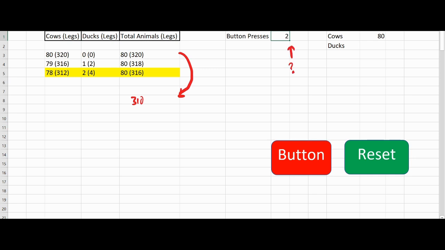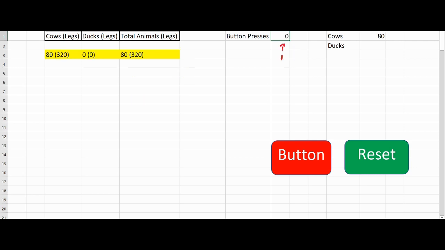To do that, I need to know how the total number of legs changes when I press the button once. So let's go ahead and press the button. Remember that when I press the button, I will get 1 duck, and that will give me 2 legs. Since the total animals is 80, I must have 79 cows. That means that the number of cow legs will decrease by 4, and I will have 316 cow legs. The total number of legs will be 316 plus 2, which is 318. So from here, you can see that when you press the button once, the number of legs decreases by 2.